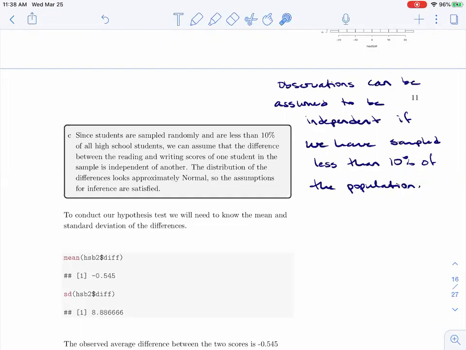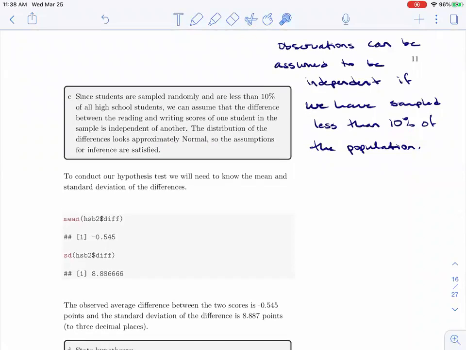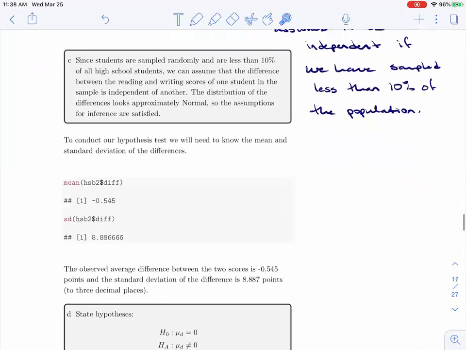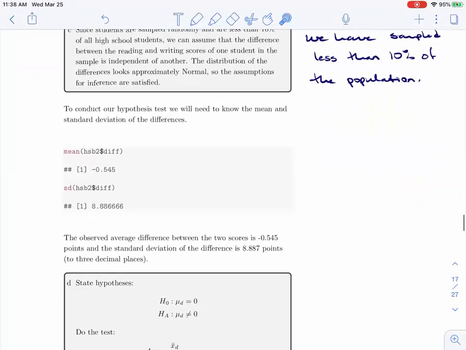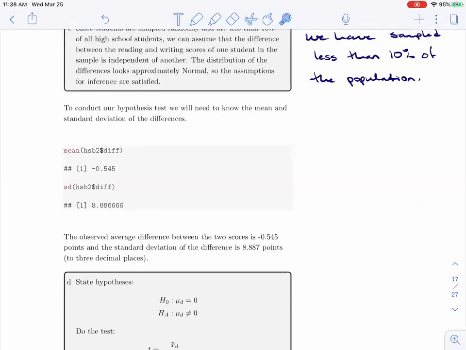And then one of the other assumptions is that the distribution looks approximately normal. And so those are our two assumptions. So what we do is we calculate the mean of the differences. So this is the mean of the differences. And this is the standard deviation of the differences.